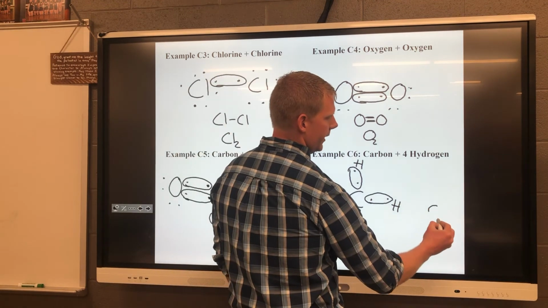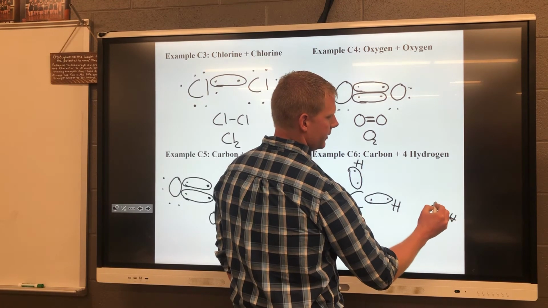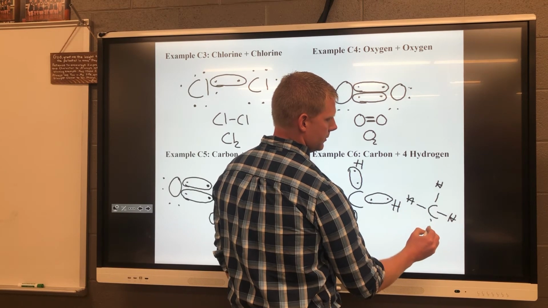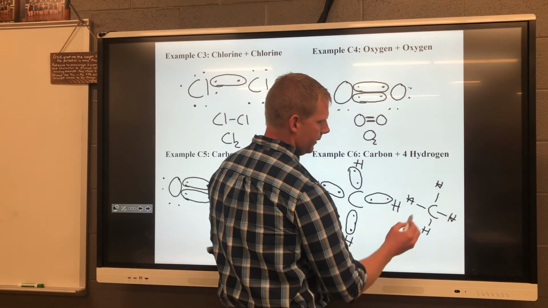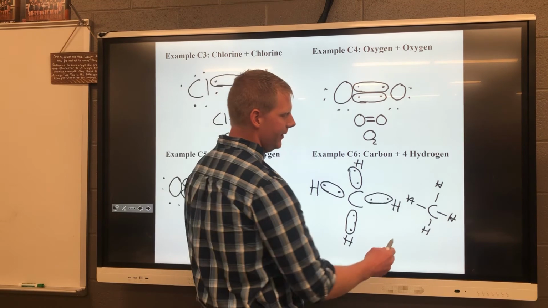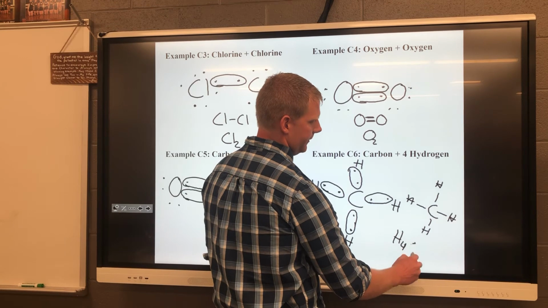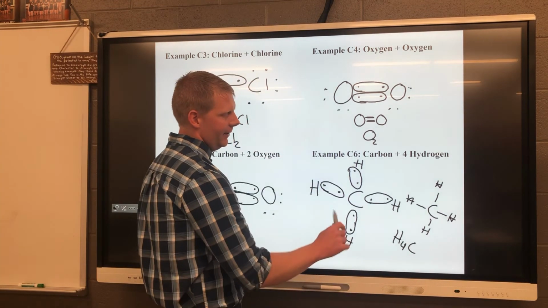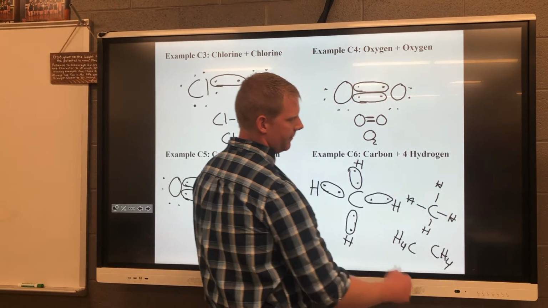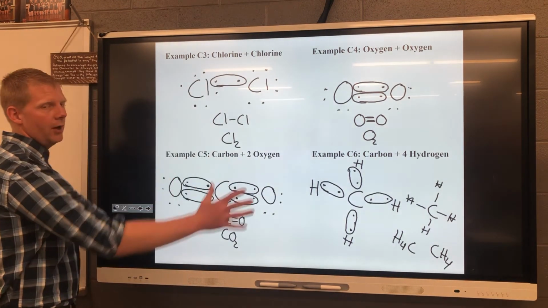So if I draw this with the dashes, again, these are all single bonds. So a dash with a hydrogen, a dash with a hydrogen, and this one's gonna defy the rule. Usually you write the left one first, so I would accept the H4C, but a lot of times you'll see this written as CH4. So I would accept either one in this case, kind of exception to the rule. So that's drawing covalent bonds there.